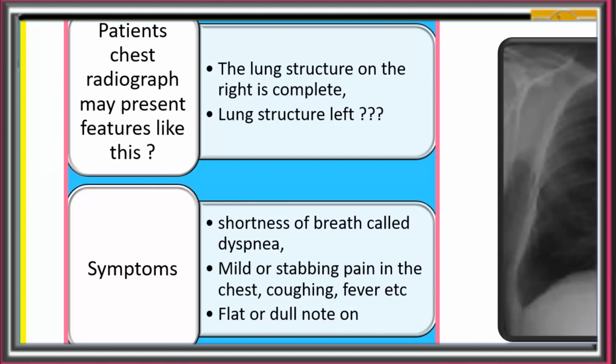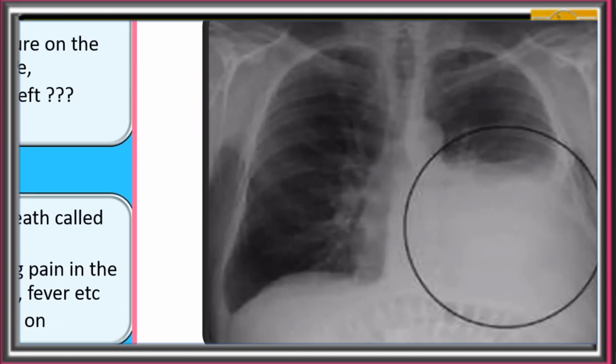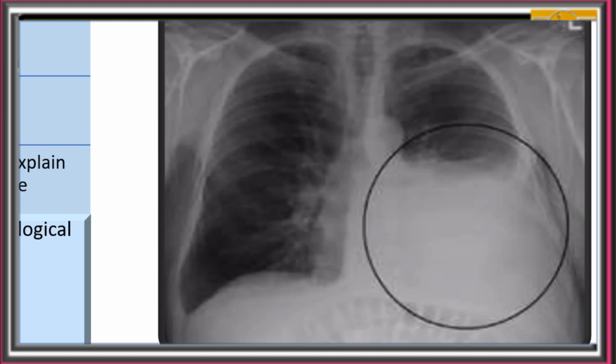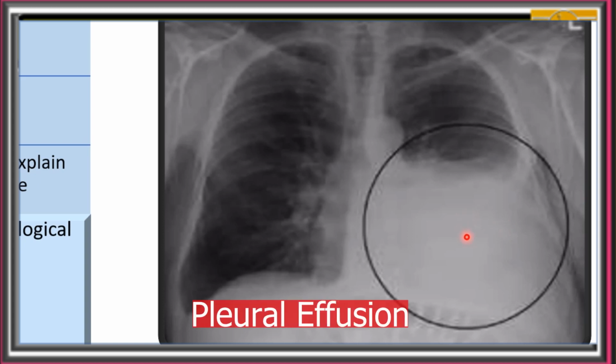This patient will present with shortness of breath, and this is called dyspnea. And depending on the underlying diseases, there could be mild or stabbing pain in the chest, coughing, fever, etc. Percussion on this side of the lungs will give a very dull note or flat note. There will be decrease or absence of breath sounds in this same area. This condition is called pleural effusion.